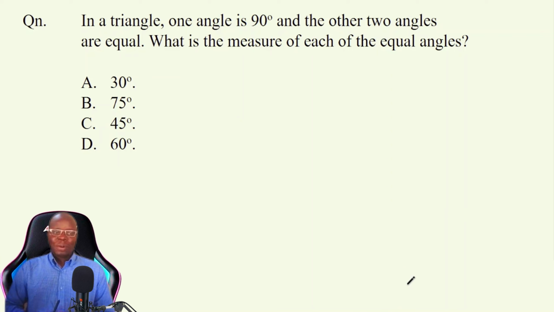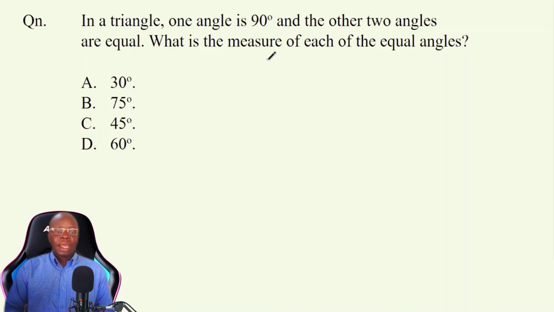So today on our board, we have a nice question that talks about a triangle in which one angle is 90 degrees and the other two angles are equal. What is the measure of each of the equal angles? We have options of 30 degrees, 75 degrees, 45 degrees, and 60 degrees. We don't know which one is the answer, so what we can do here is analyze this question diagrammatically, and then we find out exactly that angle.